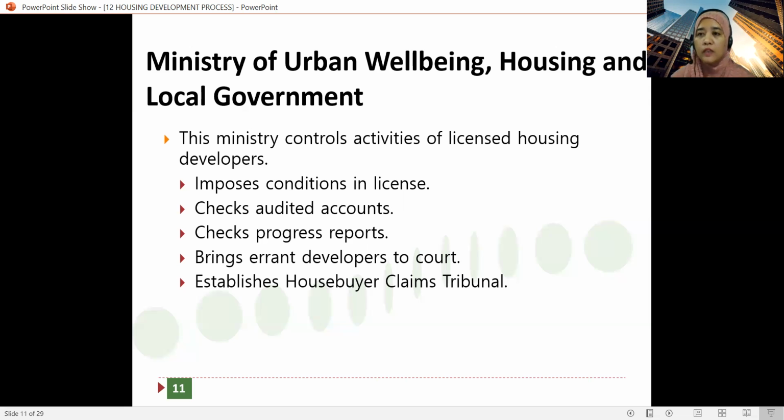Tribunal ni quasi court, dia separa saja. Dia separa mahkamah. Dia formal but not that formal. Tiada judge, there's no judge. Dia cuma ada pegawai lah kat depan tu. Ada arbiter. Arbiter namanya. Sebab dia bukan full court.